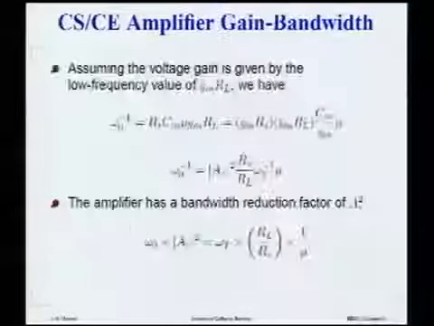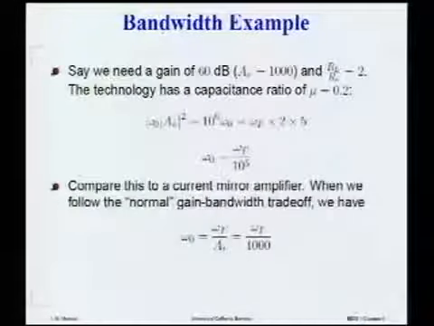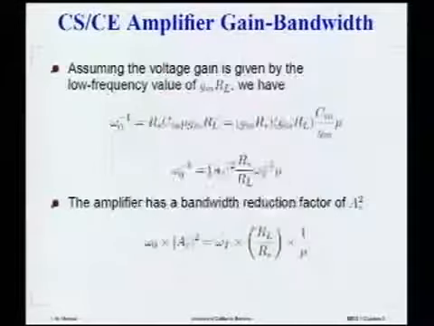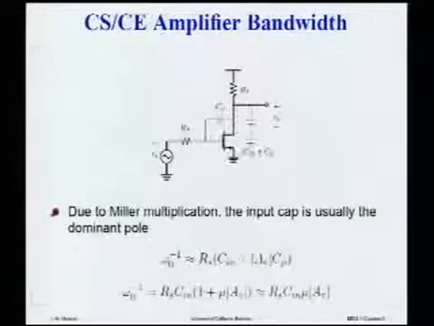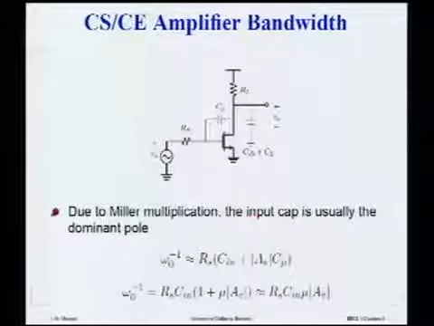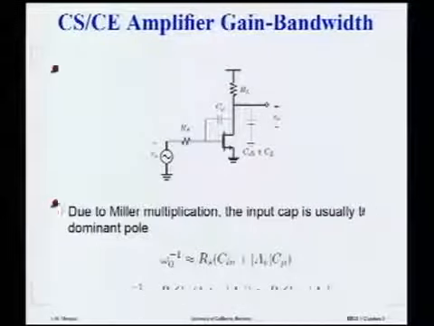Okay, so let's skip ahead to where we left off. Just to summarize our discussion last week, we found that something like a common source or common emitter amplifier had a big bandwidth problem. It was very difficult to get bandwidth of omega t out of this amplifier, virtually impossible if we have any gain.